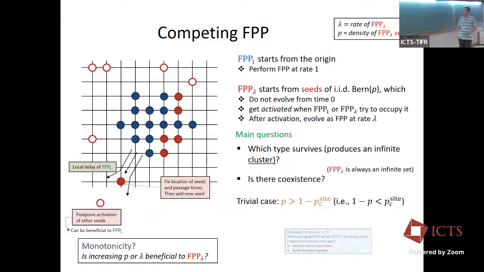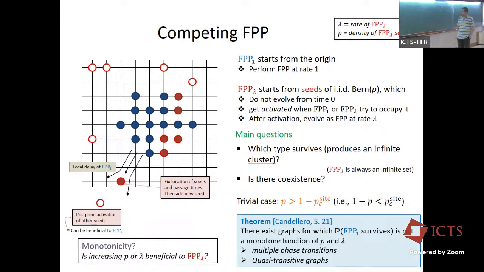It's so easy that actually I have a result that proves that there are graphs for which the probability that FPP1 survives is not a monotone function of p and lambda. So this is not a monotone process at all in generality. And so multiple phase transitions can occur in such graphs. And even though the graphs are designed to produce these counterexamples, they are not super weird because they are quasi-transitive graphs.